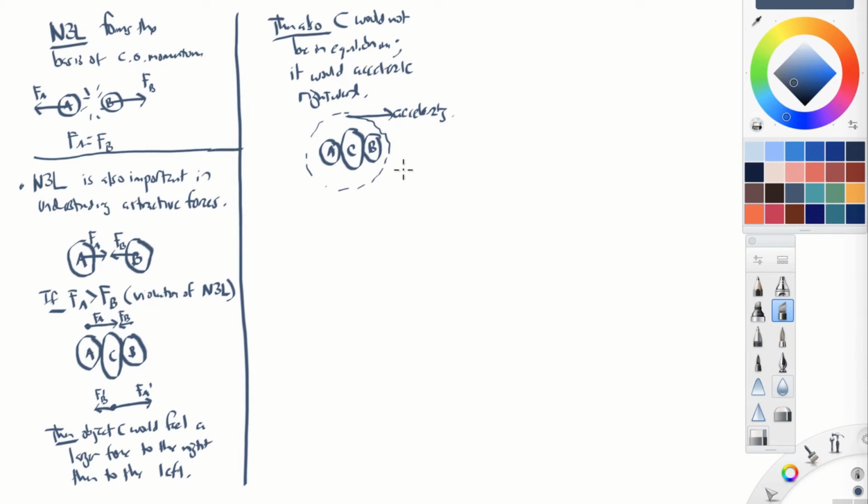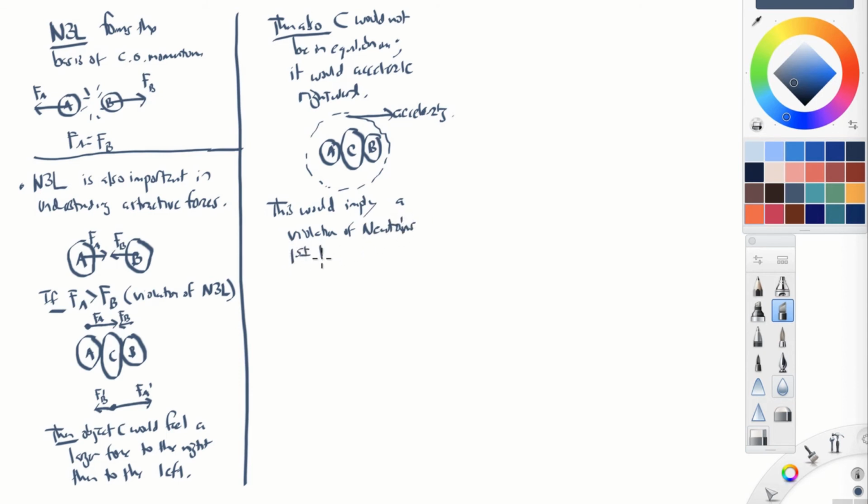Now, that's a problem. Why is that a problem? Because Newton's first law says that any system of bodies that is not experiencing an external force should remain in whatever state it's in. So if these bodies are at rest to begin with, and if A is being attracted to B more than B is attracted to A, then it would start accelerating to the right. So this would imply, in other words, a violation of Newton's first law.